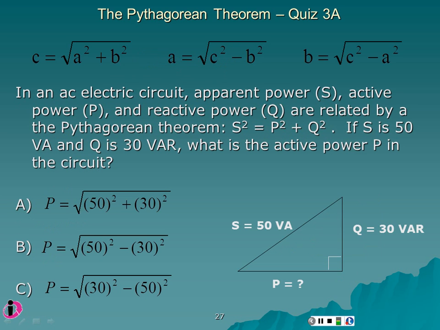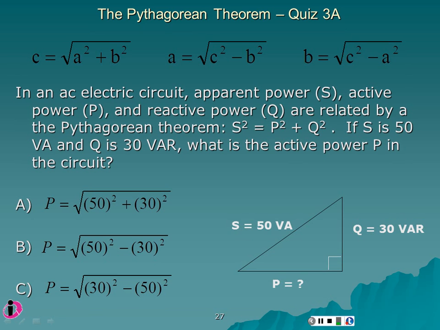Apparent power, active power and reactive power is given, and all these are related by Pythagorean theorem, like S square equals P square plus Q square. If S equals 50 volt amps and Q equals 30 VAR, what is the active power P in the circuit? All you need is a right triangle, and you have to understand what is given and what is unknown. Here, look at this carefully. If you look at the triangle here, P is unknown, right? So how to calculate the P from here? What is the formula you should pick?